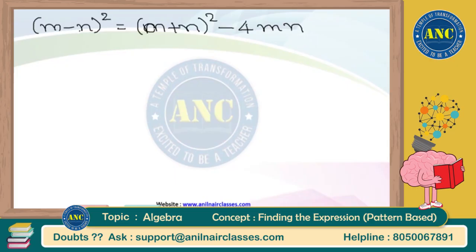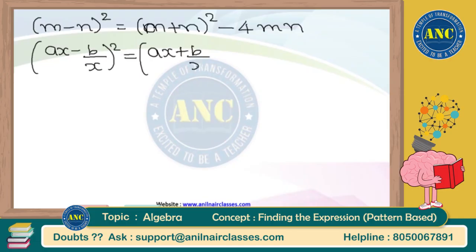Instead of m, I will put it as ax. Instead of n, I will put it as b by x. So this becomes (ax minus b by x) whole square. (ax minus b by x) whole square is nothing but (ax plus b by x) the whole square, minus 4 times m value, which is ax, times n value, which is b by x. So x will cancel out and you will be left with minus 4ab.